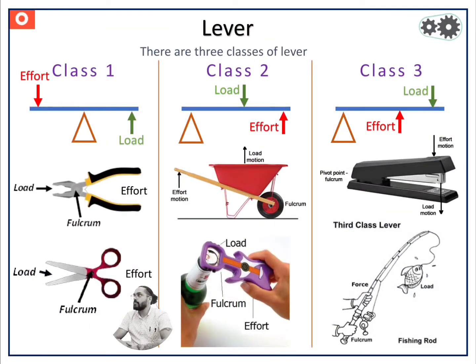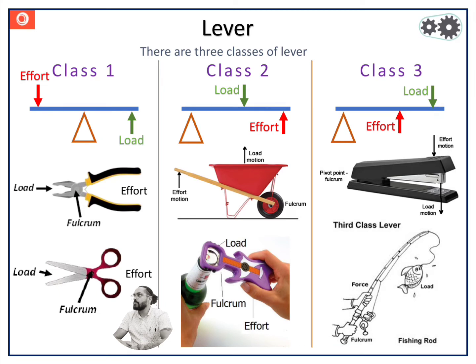The first one is class 1, where the fulcrum or the pivot is at the center and then the load is at the bottom. The effort you have to put in from the top. For example, when you use a combination plier, the load is between the jaws of the combination plier and you have to put effort at the handles. Same goes for the scissors.